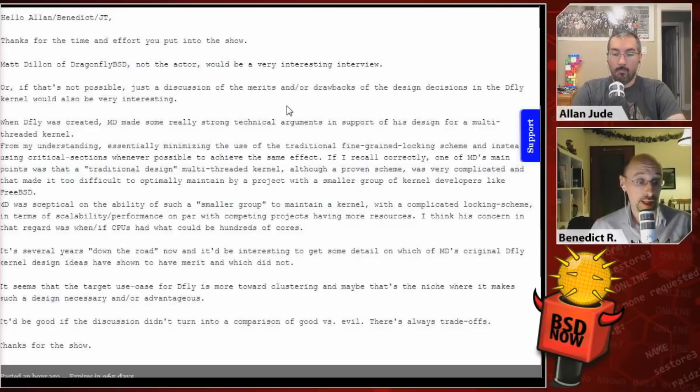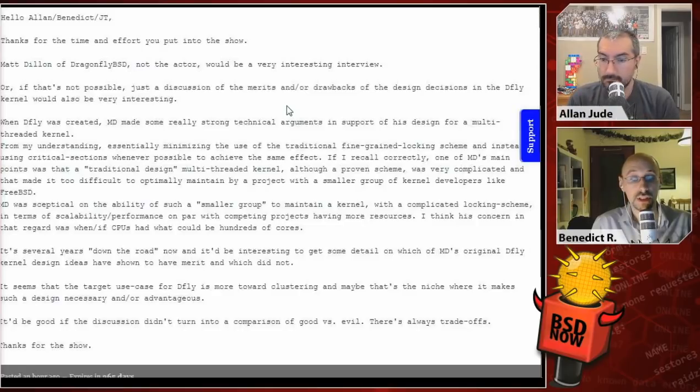And so when DragonFly was created, MD made some really strong technical arguments in support of his design for a multi-threaded kernel. From the submitter's understanding here, essentially minimizing the use of the traditional fine-grained locking scheme and instead using critical sections whenever possible to achieve the same effect. If I recall correctly, one of MD's main points was that a traditional multi-threaded kernel design, although a proven scheme, was very complicated and that made it too difficult to optimally maintain for a project with a smaller group of kernel developers like FreeBSD. Matthew Dillon was skeptical of the ability of such a smaller group to maintain a kernel with a complicated locking scheme in terms of scalability, performance on par with competing projects having more resources.